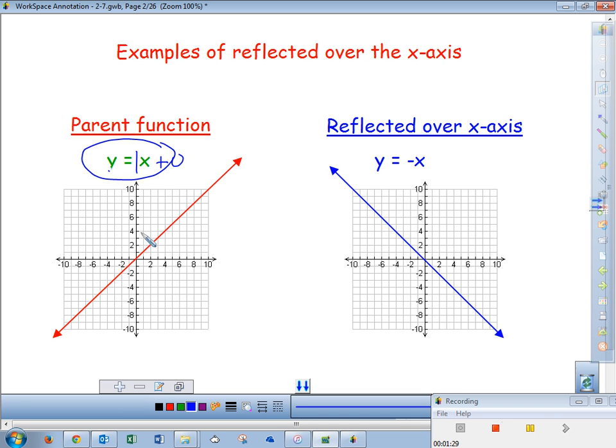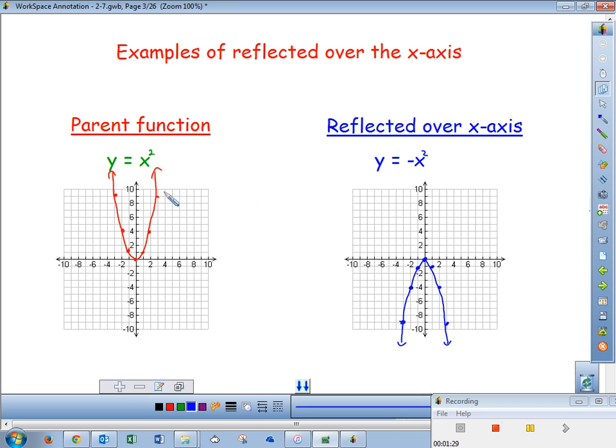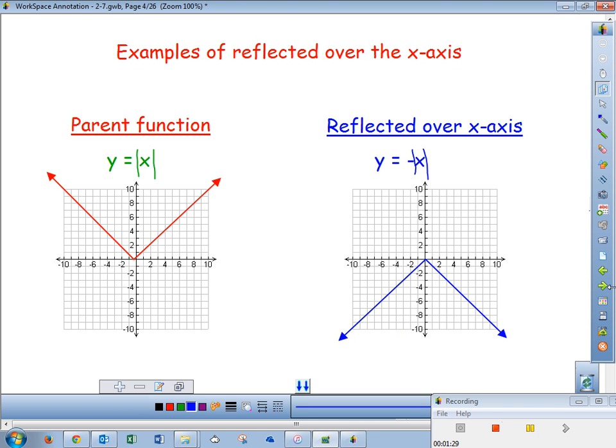So if I reflect it over the x-axis, wouldn't this part right here come down here, like that thing did, and wouldn't this part right here come up there? If I reflect it over the x-axis, the number in front of x becomes negative. Cool? If I reflect this parabola over the x-axis, the number in front of x squared became negative, didn't it go from opening up to opening down? Now if I reflect the absolute value V, here's the parent guy, this vertex is at 0, 0. If I reflect him over the x-axis, doesn't it just change the openness? Right, now it opens down.